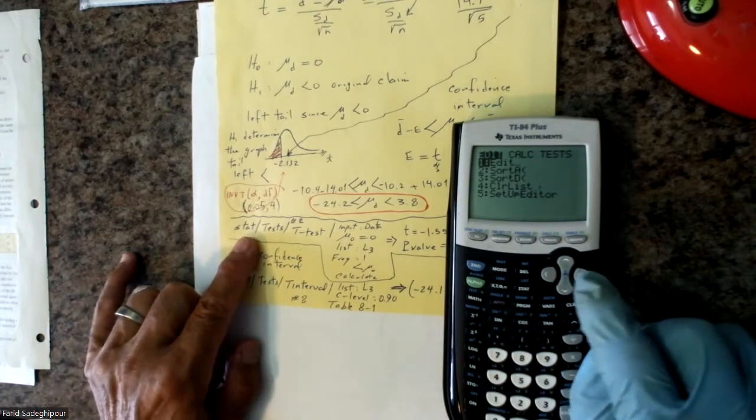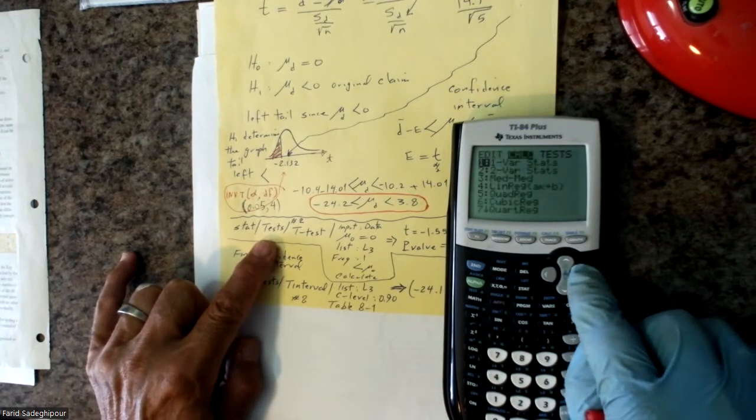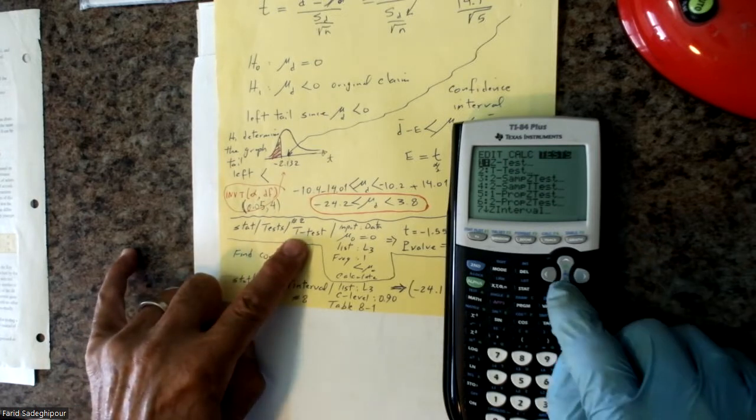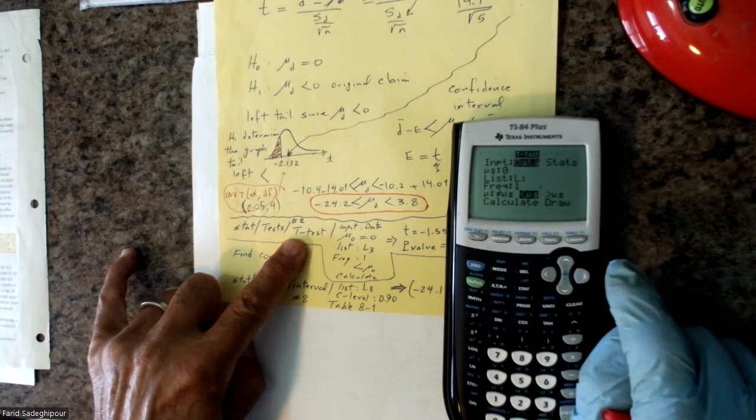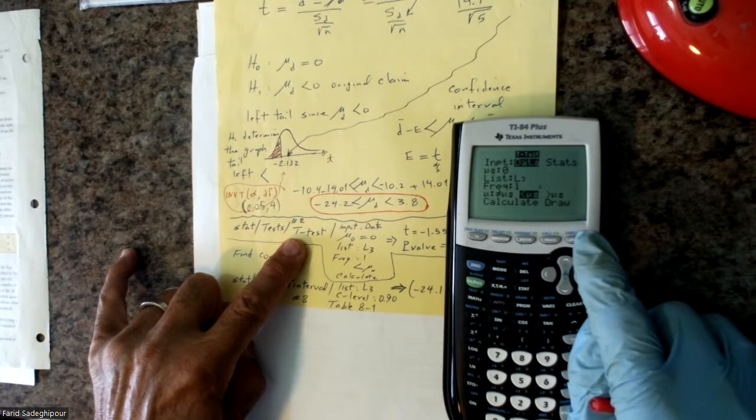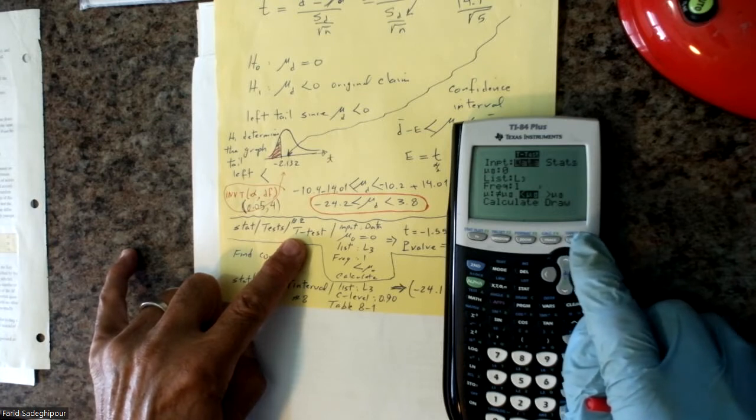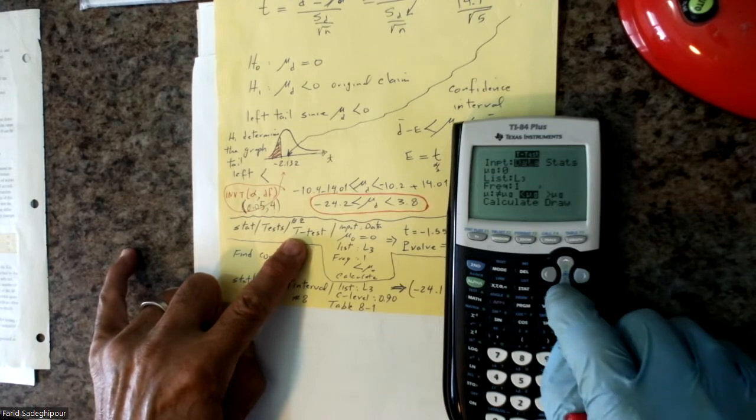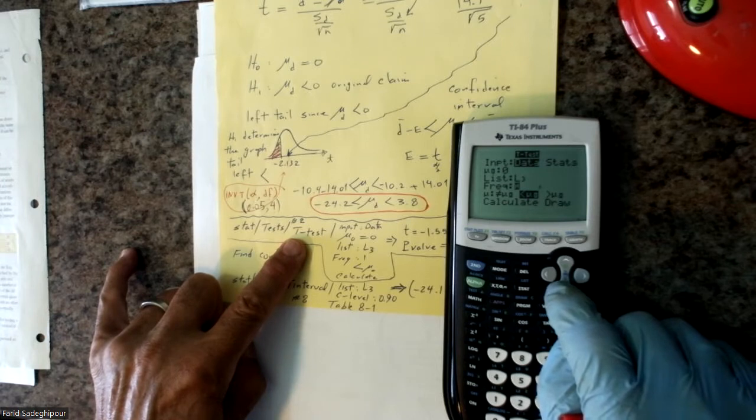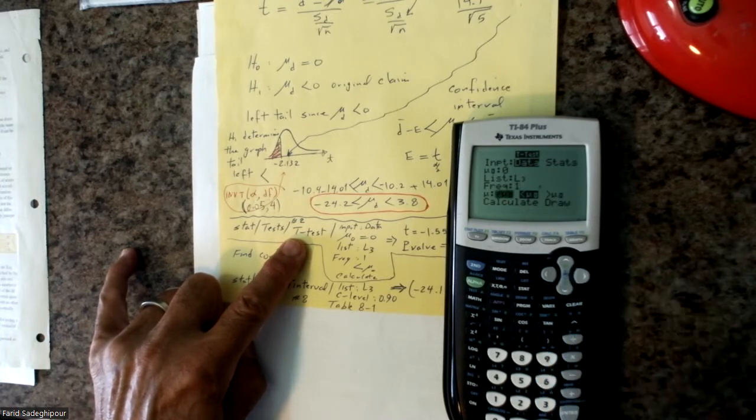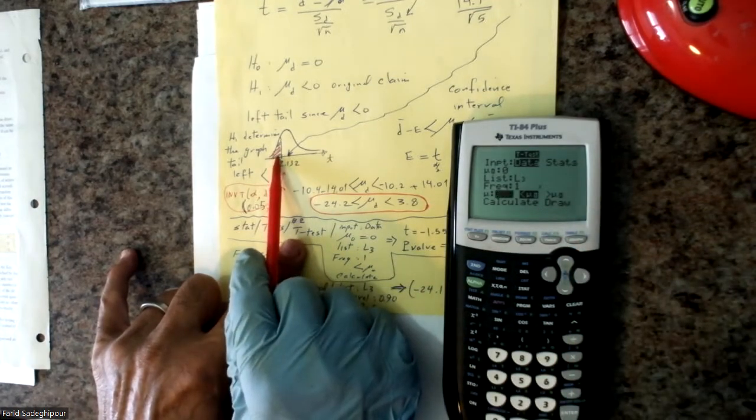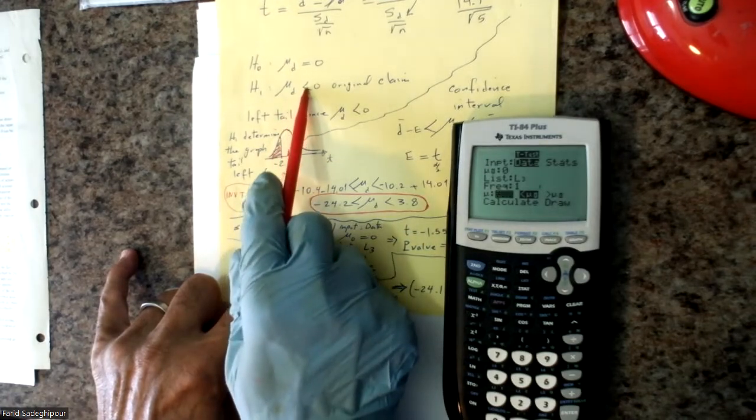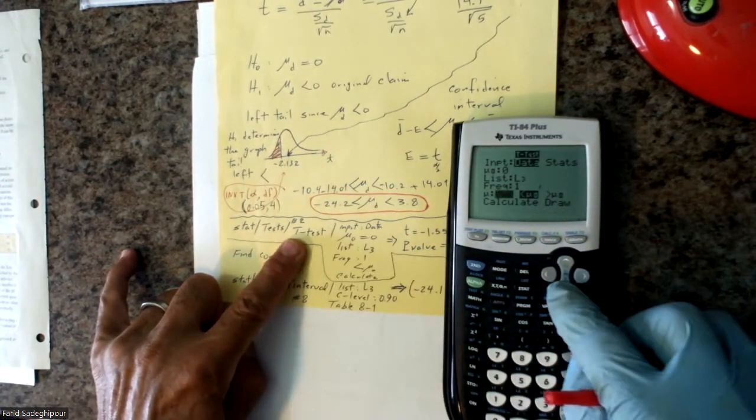Go to Stat, Tests, T-Test. When you put in the data, the calculator already inputs some information for you. I just need to change the list to L3, because L3 is where d is. And the symbol is less than, because the original claim was less than. H1 determines the left tail, and so you put left tail.